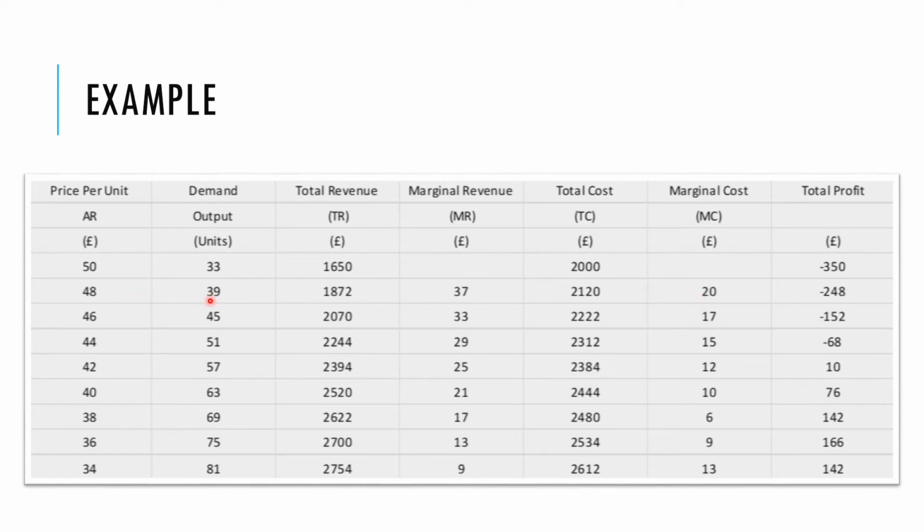So adding that 39th unit, what's been the impact on cost? Well, it's increased cost by 20. Adding the 45th unit, the impact on cost has been an increase of 17, and so on. If we take the total revenue and subtract the total cost, we get the level of profit the business is making at different given levels of output. We're going to try and derive a rule here that our business can use, so we can quickly work out the profit maximizing level of output and a profit maximizing price.